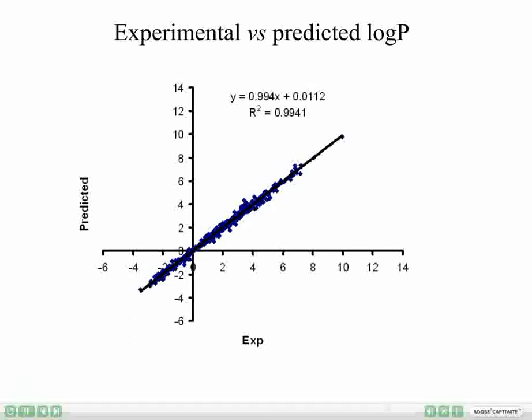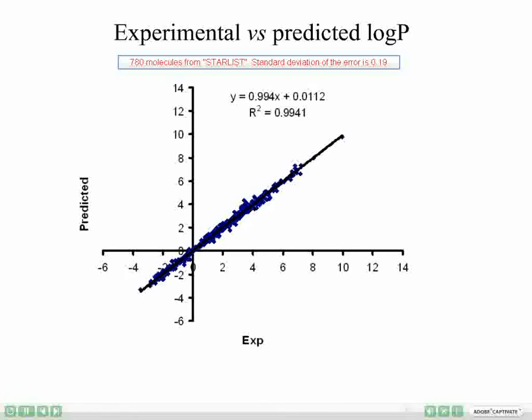This final plot shows the log P value predicted by Millsian and measured in experiments. About 780 molecules from the log P star list are selected for the test. The average prediction error is around 0 with a standard deviation of 0.19 log P units. For comparison, 0.4 to more than 1.3 log P units of error have been reported in the literature.